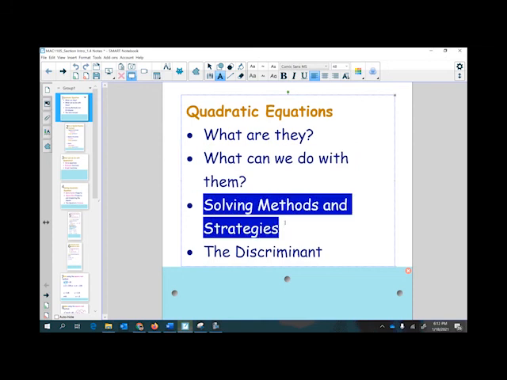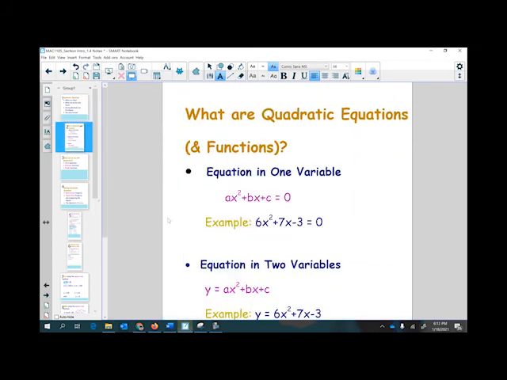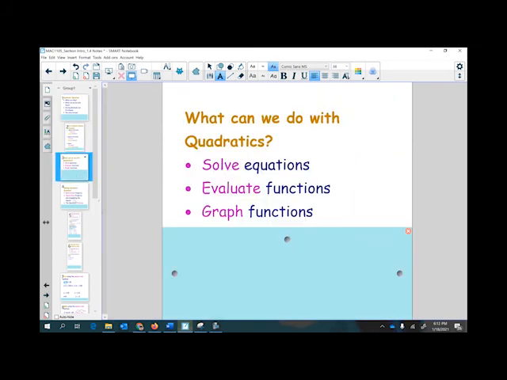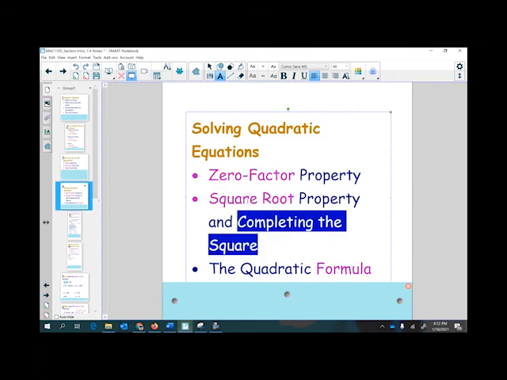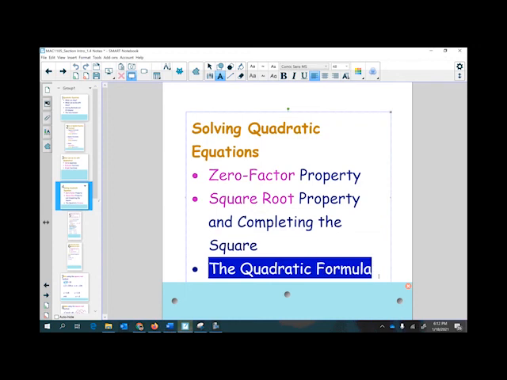What are the different solving methods and strategies? The ones to remember are how to use the zero factor property, how to use the square root property, how to complete the square if you need to adapt it so that you can use the square root property, and of course the quadratic formula, which by the way works in every single case, right? The zero factor property, you have to have something that factors, and the square root property, you have to have something that is a perfect square, so you can take the square root of both sides. But the quadratic formula works no matter what.